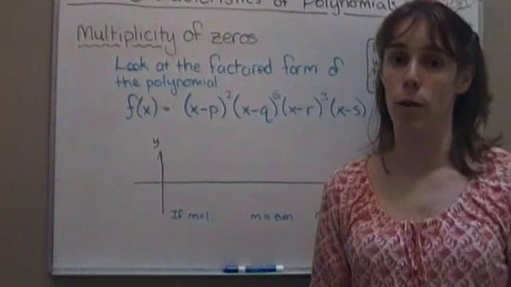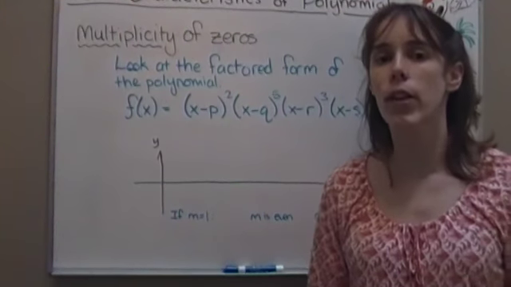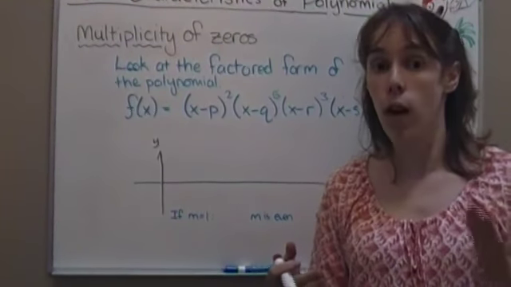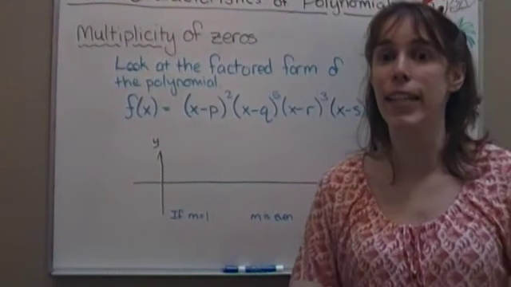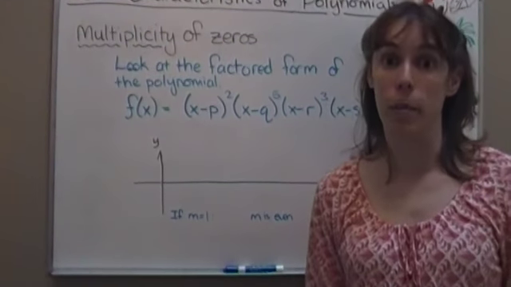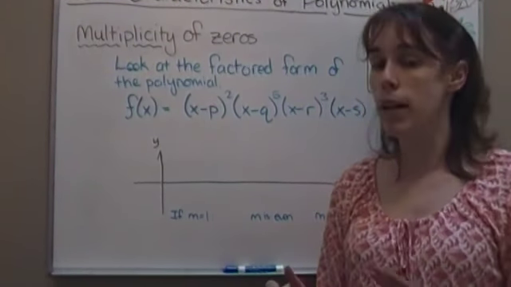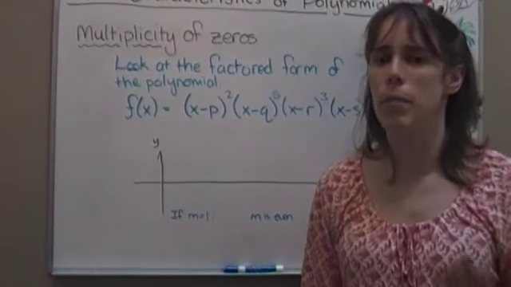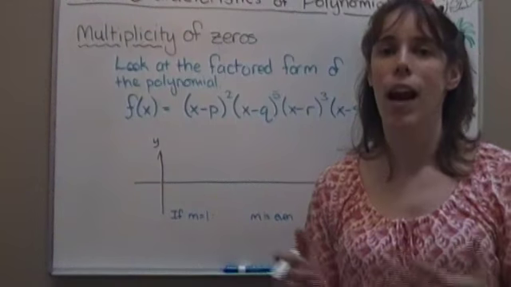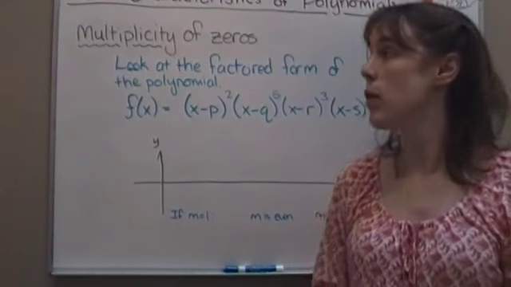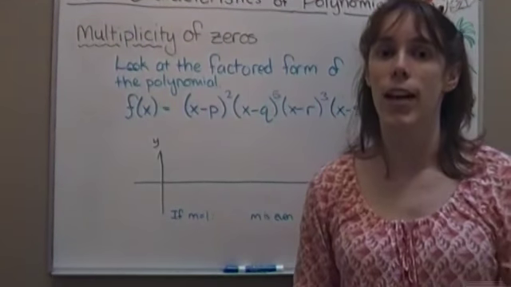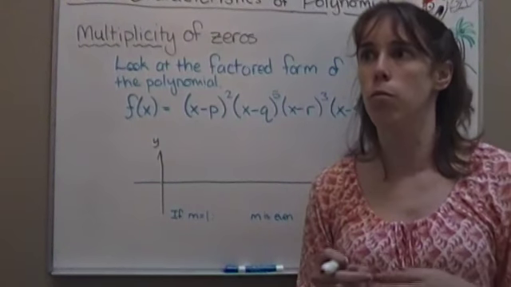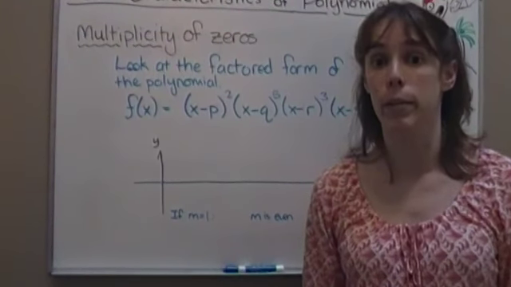Knowing how many zeros there are is one thing, but knowing what the graph does as it crosses through the x-axis at each zero, that's a completely separate issue. Sometimes a graph will pass straight through, sometimes it'll bounce off, sometimes it'll squiggle as it goes through, and knowing the multiplicity of the zeros is what's going to help you tell what's going on with that graph at that point.